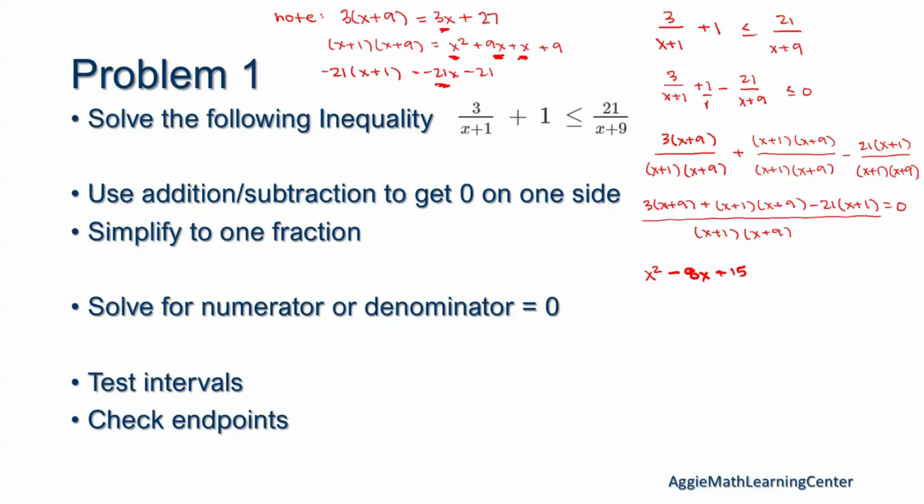Okay, and so that is all over my common denominator of x plus 1 times x plus 9 is equal to 0. Okay, now I need to factor my numerator so I can solve for my zeros, right? This guy factors, we need something that multiplies to 15 and adds to negative 8. So what jumps out to me is x minus 5 times x minus 3. And that all will be over x plus 1 times x plus 9. And that is equal to 0.